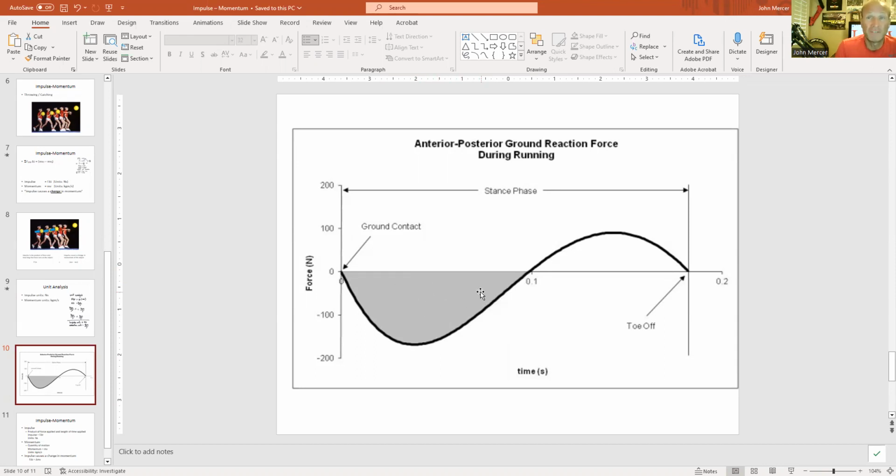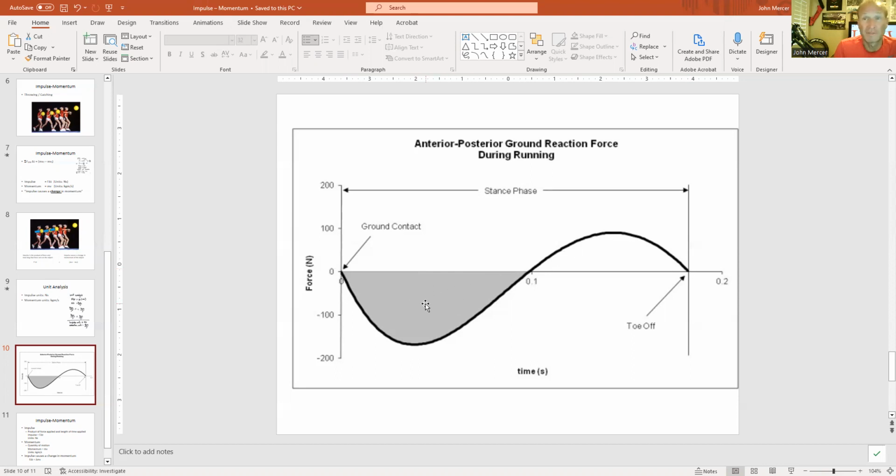And you should be able to visually see that the area here in the shaded region is just bigger than the area in this region. That means the change in momentum in this region is greater than the change in momentum in this region. That means there's more slowing down of velocity during the stance phase of gait for this example versus speeding up. That means whatever the velocity is at the moment that the person strikes the ground, maybe it's 3 meters per second, when they leave the ground, it's going to be less than 3 meters per second.